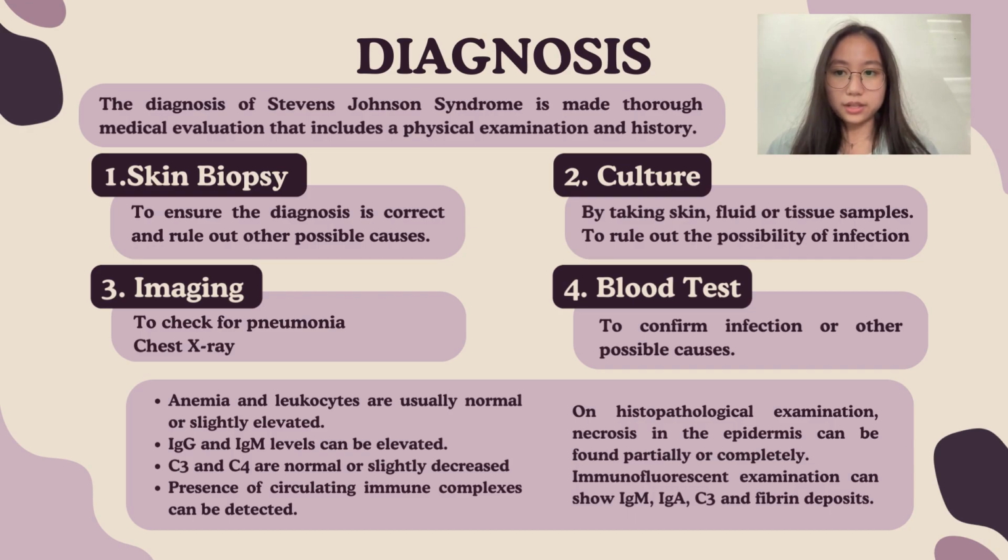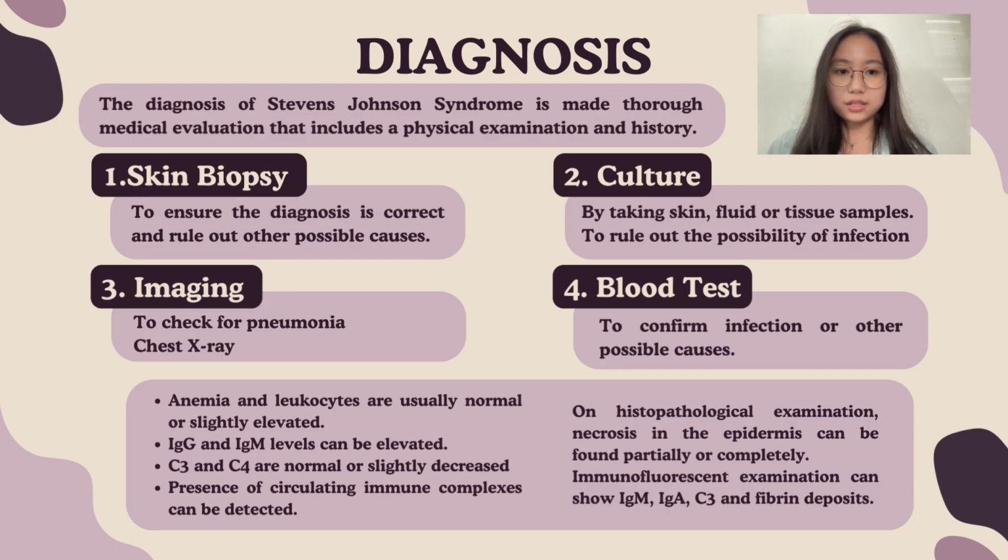Third, imaging. To check for pneumonia, your healthcare provider will ask you to undergo an examination such as a chest x-ray. This goes back to the symptoms you are experiencing. The last one is blood test. This is used to confirm infection or other possible causes. Anemia can be found in several cases with bleeding. Leukocytes are usually normal or slightly elevated.